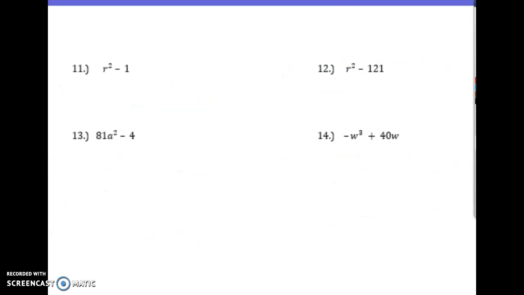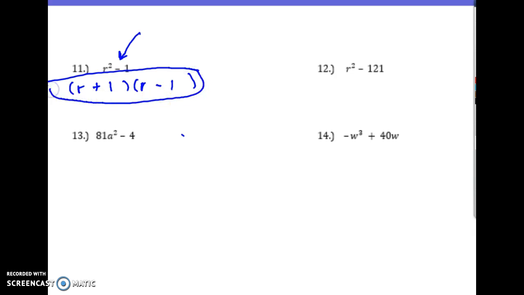All right, number 11, they're both perfect squares, so we've got an r plus 1 and minus 1. Again, it only works when it's subtraction, so the difference of perfect squares. Okay, we're looking for this pattern. r squared and 121, again, both perfect squares. If you're not sure, just take the square root of 121, and if you get a whole number, it is a perfect square. So we've got r and r plus 11 and minus 11.